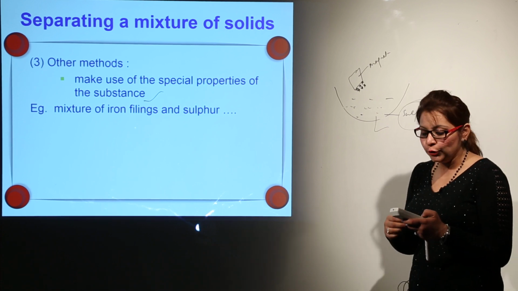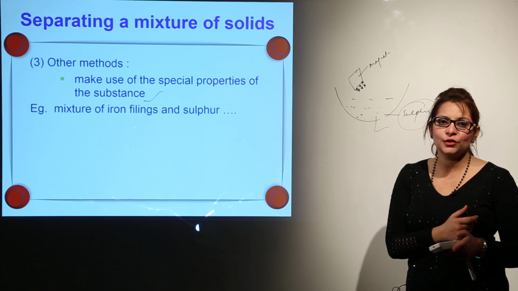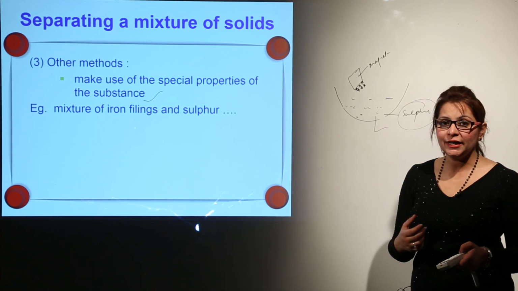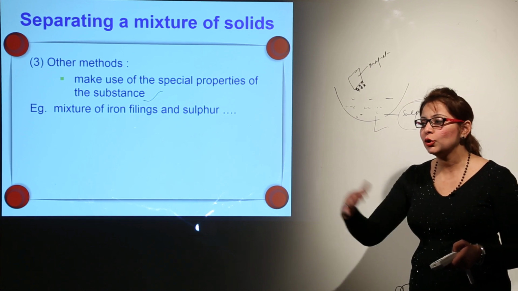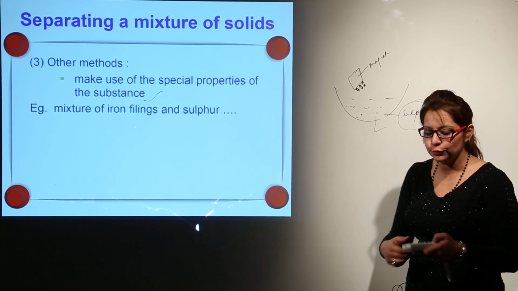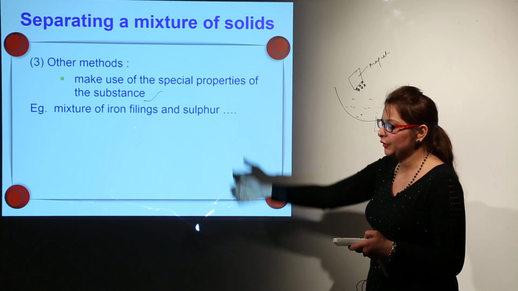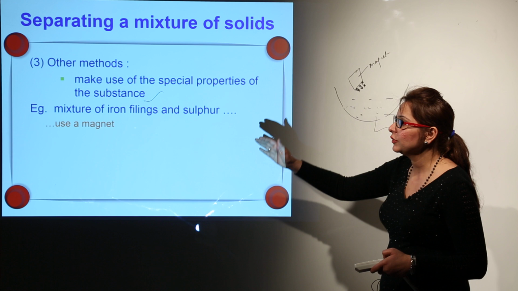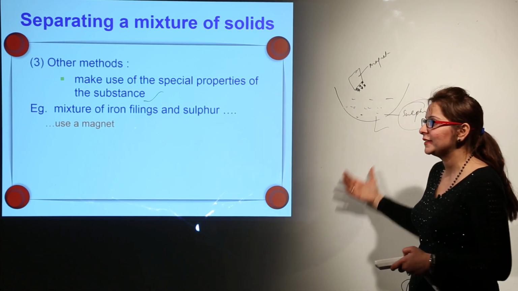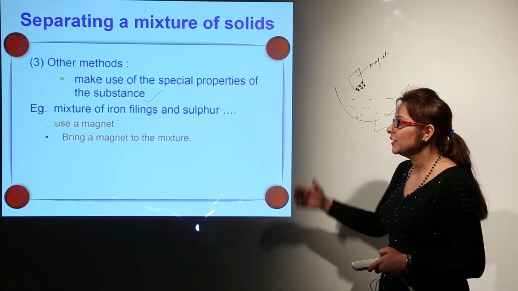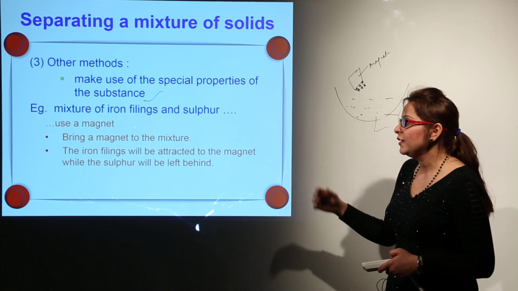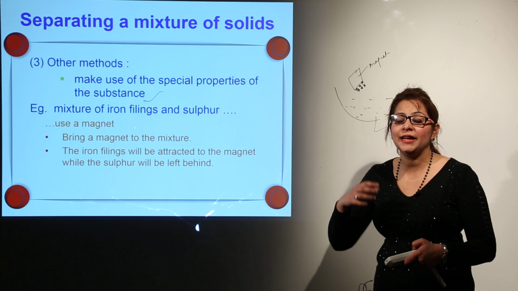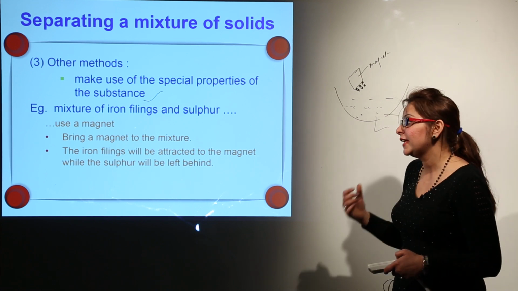So this is how you can use any such different property which is shown by one solid, and use it when one solid shows a particular kind of property and the other does not. Similarly we did this for the iron filings and the sulfur. Look at the board. How did they do it? They did it by the use of a magnet, in the same way. They just bring a magnet to the mixture, iron filings we know get attracted towards the magnet, and the sulfur won't be affected, so it stays behind.